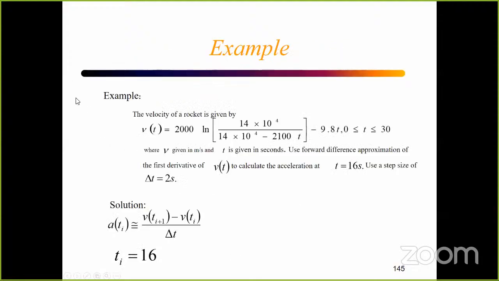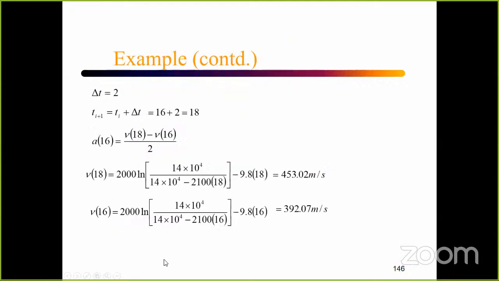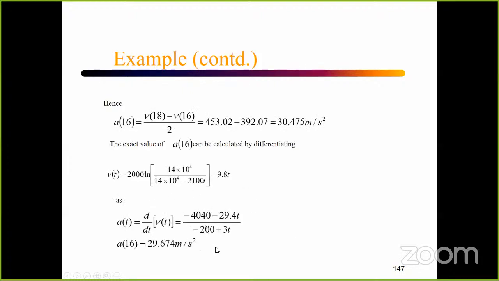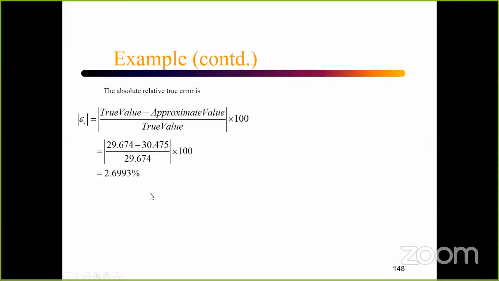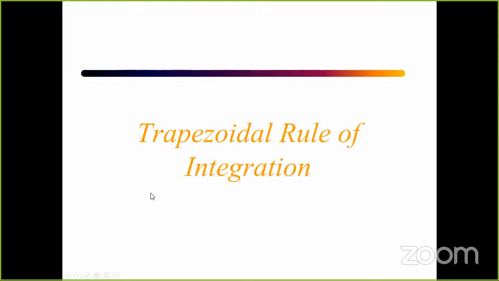With this example, if you work out the velocity of the rocket from the earlier example for 16 seconds at delta t equal to 2, these are the two velocities. Substitute in the acceleration, and you will get an acceleration of about 29.67 meters per second squared with an error of 2.693.